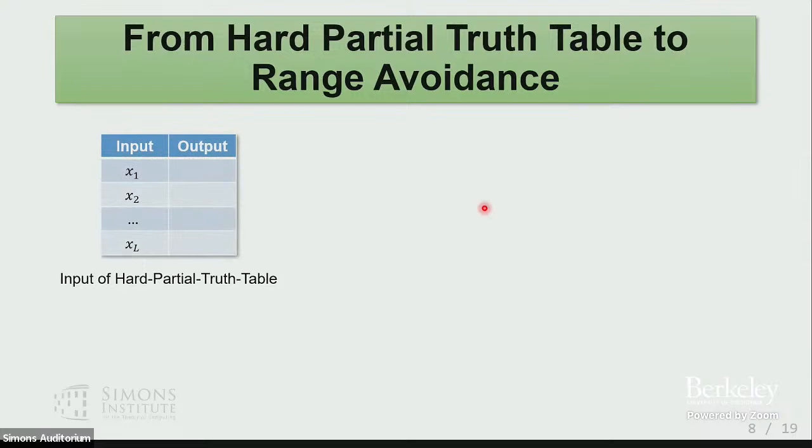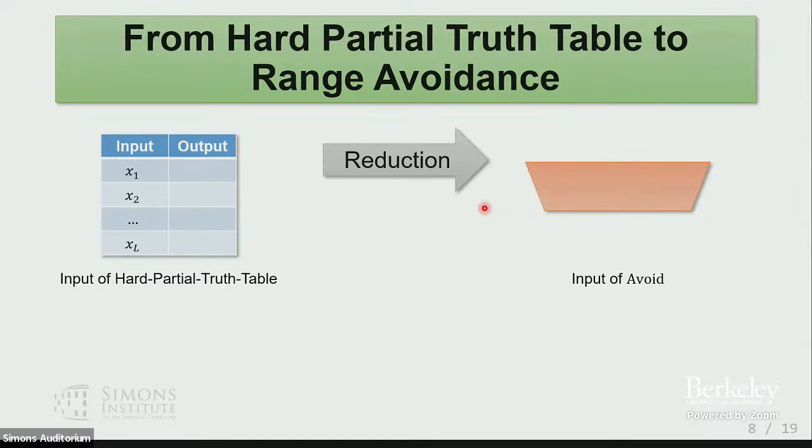So let me illustrate that range avoidance corresponds to the weak empty pigeonhole principle by giving a reduction from hard partial truth table to range avoidance. If you still remember what hard partial truth table is, the input is a list of input strings, and the right-hand side of this table is not filled yet. Now we reduce it to the following instance of range avoidance. Note that each instance is a stretching circuit.